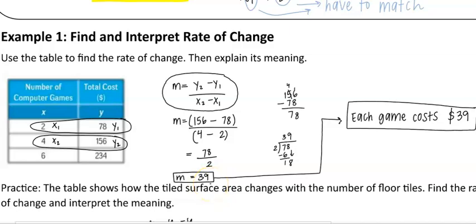Basically, what the rate of change tells you is the change in y over the change in x. Another way to say that for this problem is the cost per game. So we would be looking at each game costs $39. You're going to want to use the unit from the table over here. So you could say it like that, or you could say it costs $39 per game. It's always y per x for the rate of change. So go ahead and try the next one and see if you can interpret that meaning.